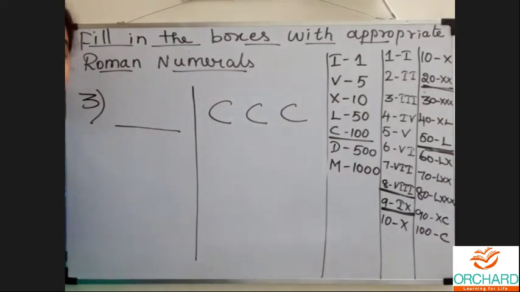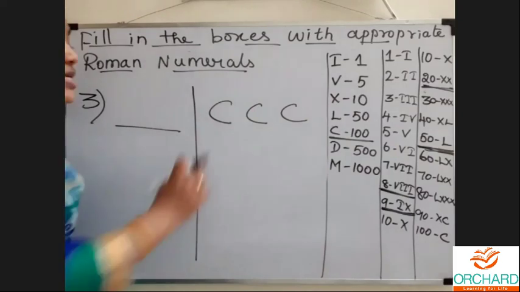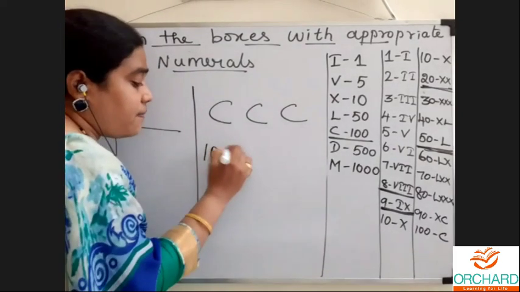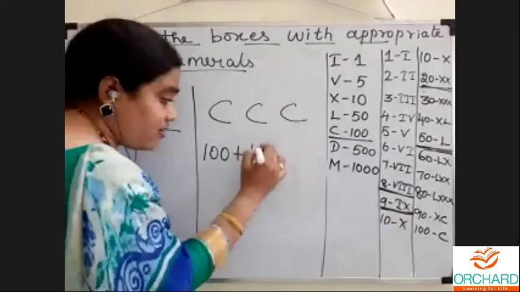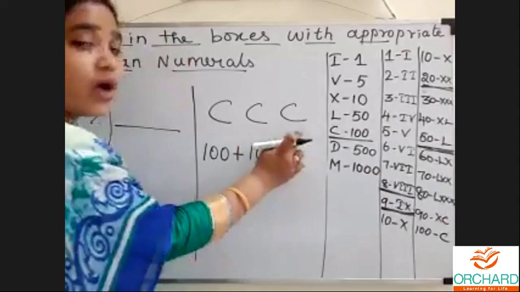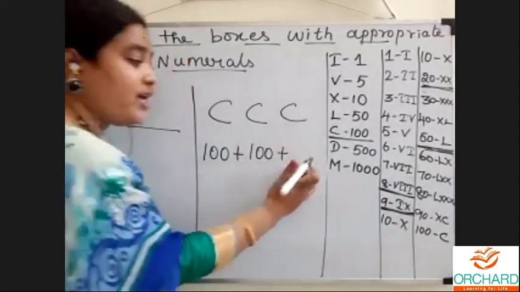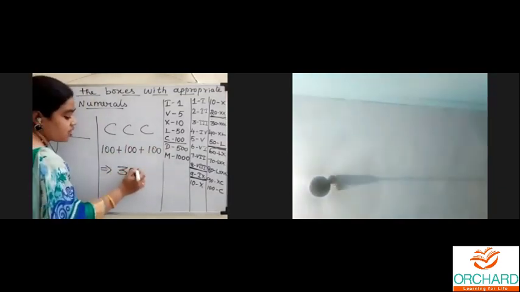Very good, Nivedula. Superb. So C stands for 100 plus, again C is given here, so we have to write again 100, plus one more C is there, so again we have to write 100. Now add all these values, what do we get? 100 plus 100 plus 100, we get 300. Can you tell me what is the predecessor value of 300?